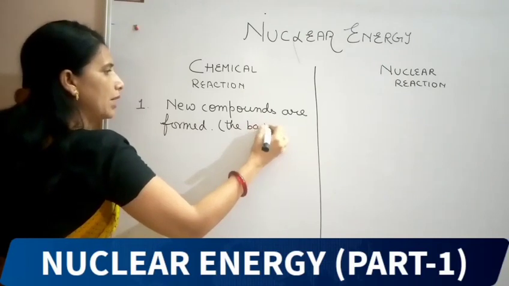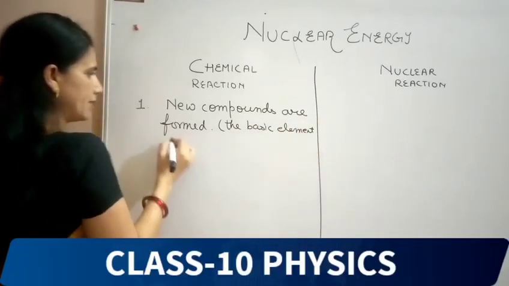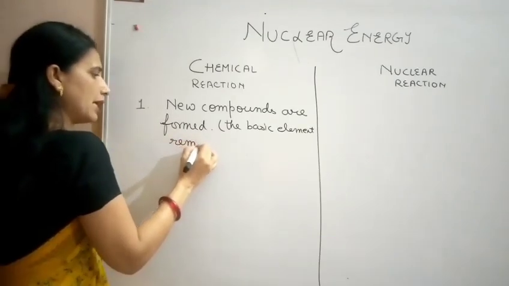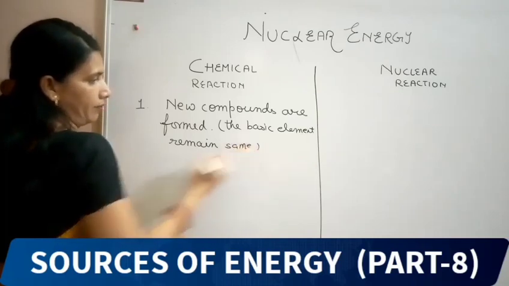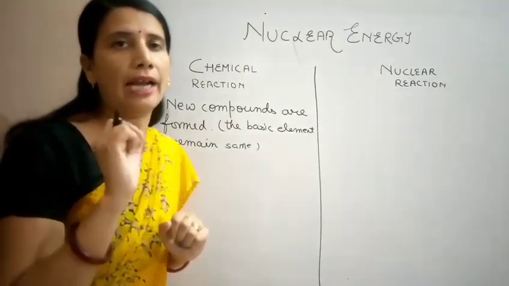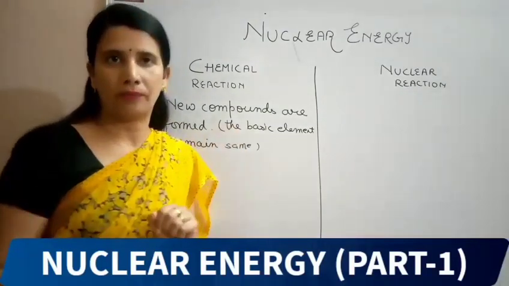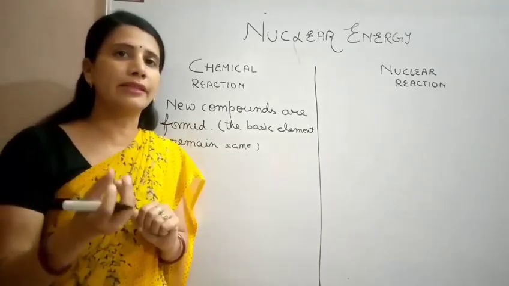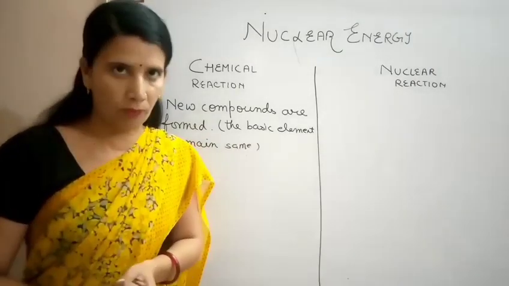What does it mean? It means that the basic elements remain the same. Say we are combining Na, that is sodium, and chlorine, Cl, so we will get NaCl. NaCl contains the same elements, Na and Cl. No new element is formed.